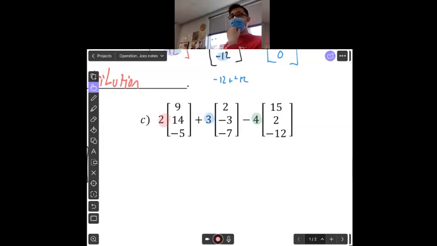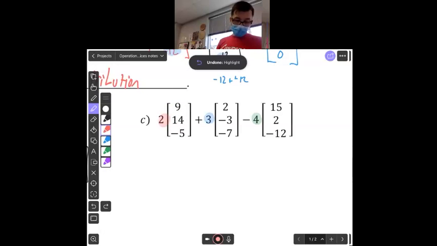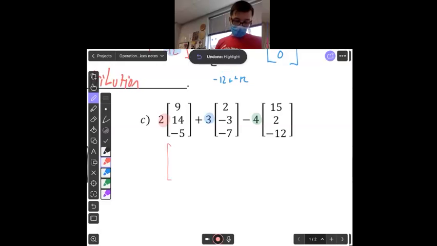It's either a -4 that I'm distributing and then I'm adding later, or it's a 4 that I'm distributing and I'm subtracting later. You need to make a decision. Okay? You can't do both. It's one or the other. Okay? I'm going to do the +4 and then subtract. So that first matrix gives me 18, 28, -10.